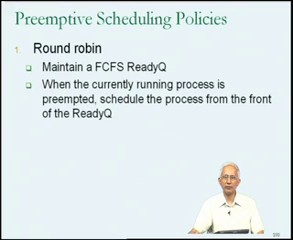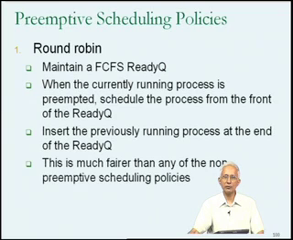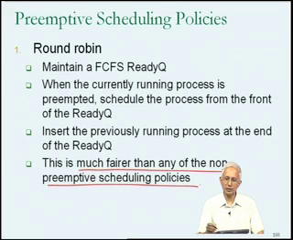It maintains a first come first served ready queue. A newly arriving process, a newly created process, will be added to the end of the ready queue. A process which is running at some point in time will be preempted at the end of its CPU time slice in favor of the process which is at the head of the ready queue. The process which was preempted itself will enter the ready queue at the end. So in this way, processes periodically get some amount of CPU time and then go to the end of the ready queue and so on until they finish their execution. So in that sense, I described it as much fairer than any of the non-preemptive scheduling policies.